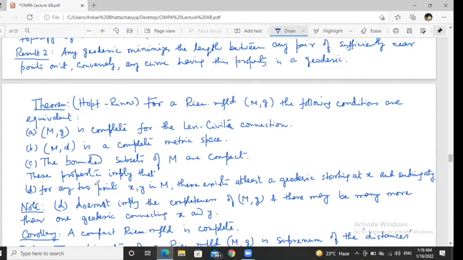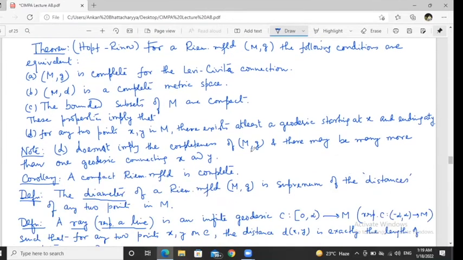But (d) doesn't imply (a), (b), (c). That is important. These are equivalent, but (d) doesn't imply them, so it is written separately. (d) does not imply the completeness of (M, g), and there may be more than one geodesic connecting x and y. Another concept that can be obtained from here is that a compact Riemannian manifold is complete.